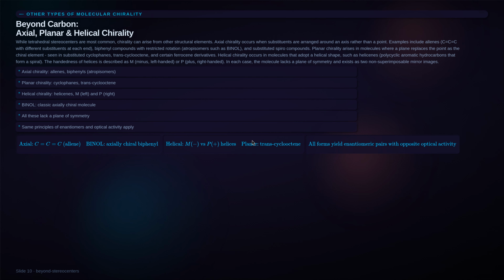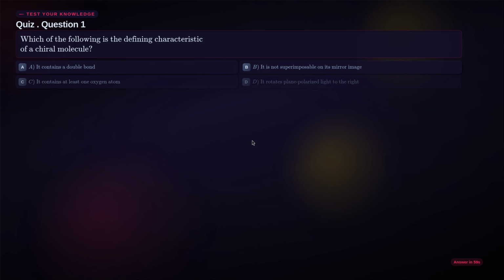Quiz question 1. Which of the following is the defining characteristic of a chiral molecule? Option A. It contains a double bond. Option B. It is not superimposable on its mirror image. Option C. It contains at least one oxygen atom. Option D. It rotates plane polarized light to the right. Take a moment to think about your answer.